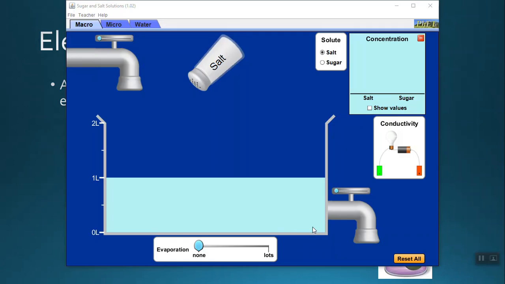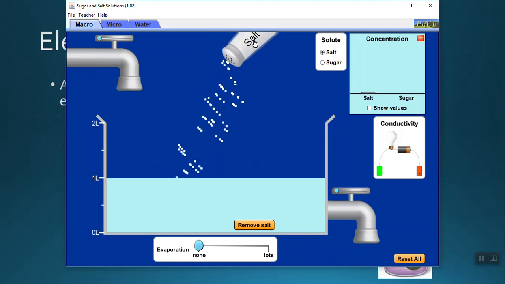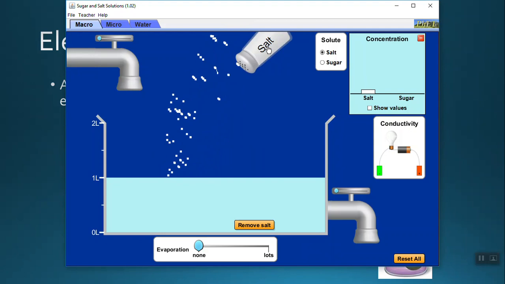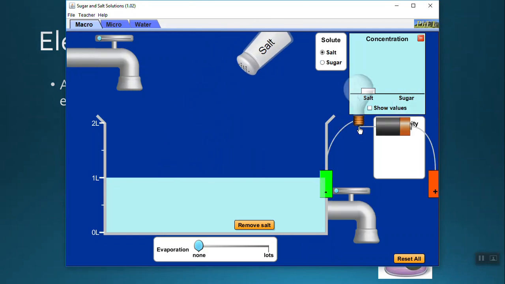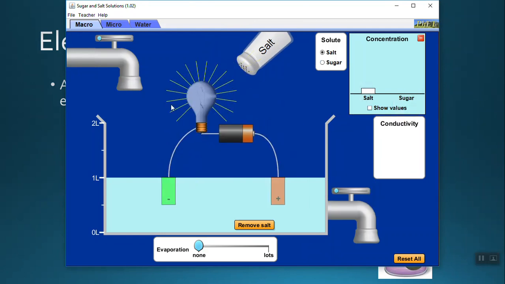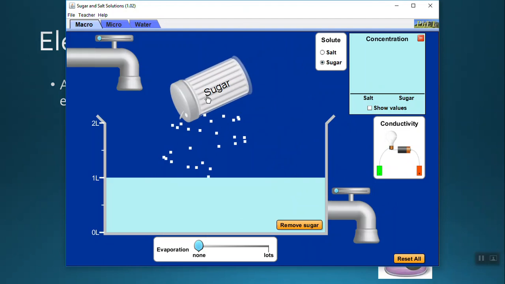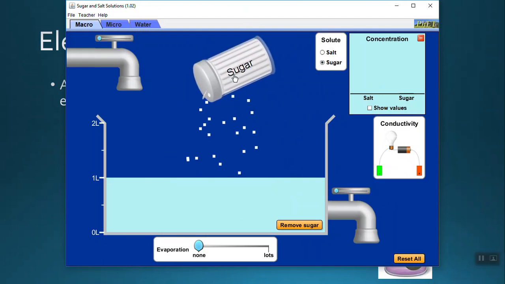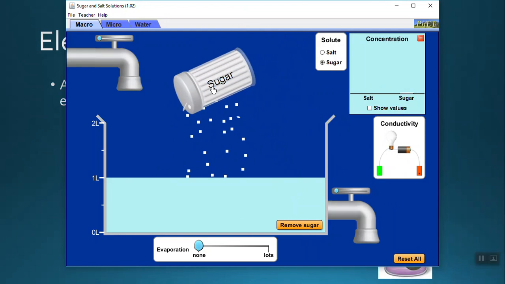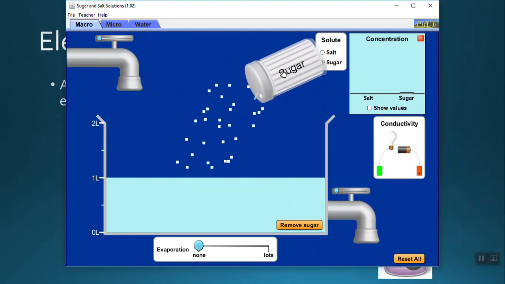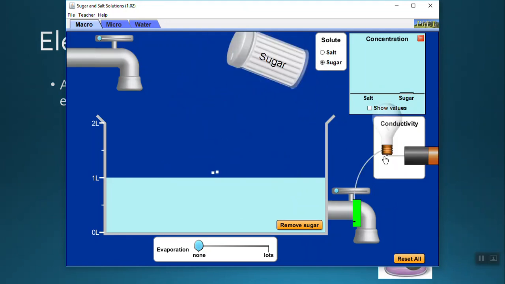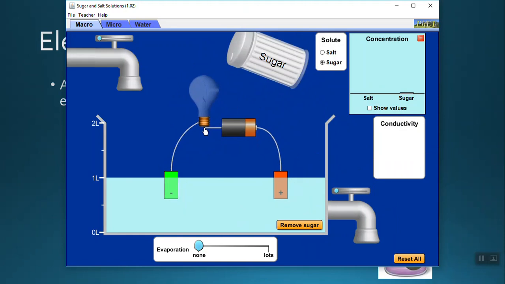So I'm going to use a simulation to show you what I mean. Here we have salt. I'm going to put some salt in there, a lot of salt. And I'm going to take this light bulb, and you'll see that once it hits the water, it lights up. As opposed to sugar, so let's dump some sugar in there. Okay, and then let's put our light bulb in there, and it doesn't light up.